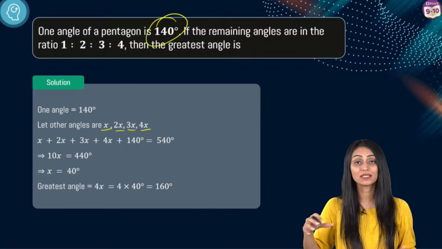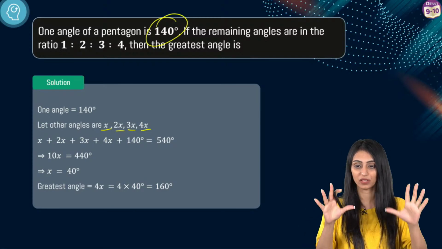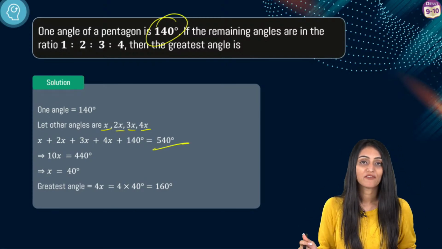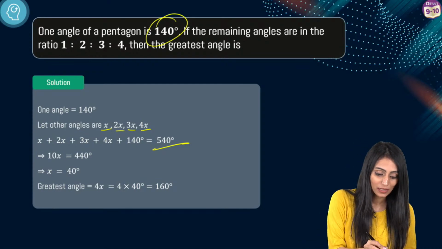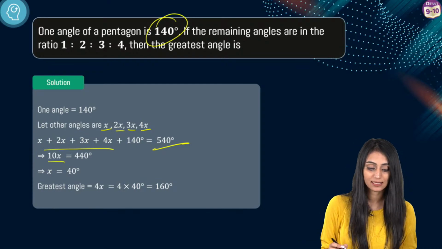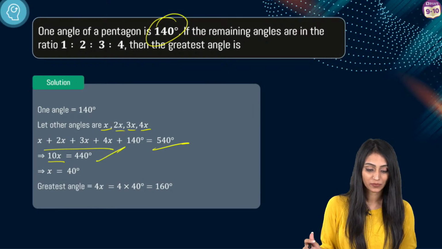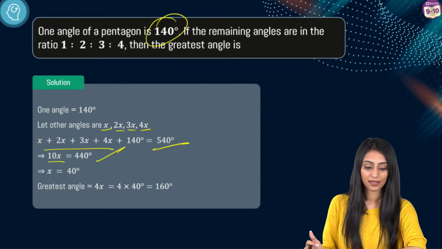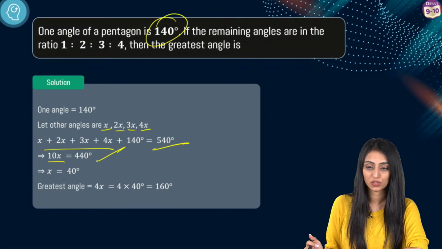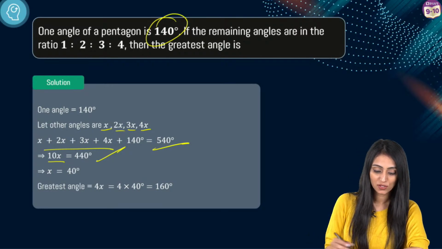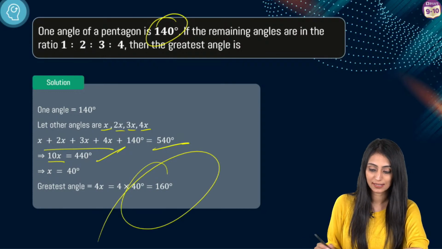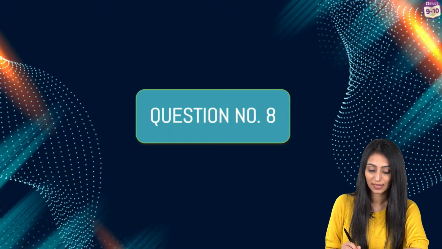If I add all of them up, since it's a pentagon, pent means 5 sides, right? That's going to be 540 degrees. So if I add all of them up, that's 10x equals 540 degrees minus 140 degrees. That's going to be equal to, yes, any doubts? So the answer is going to be equal to 160 degrees, right? Simple one. Let's move ahead.